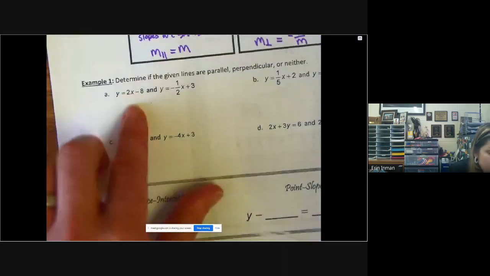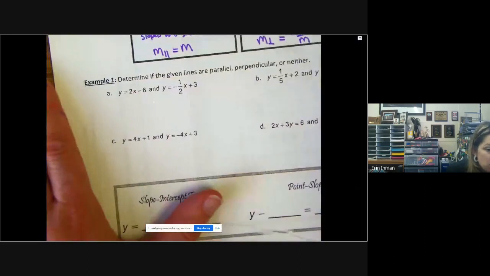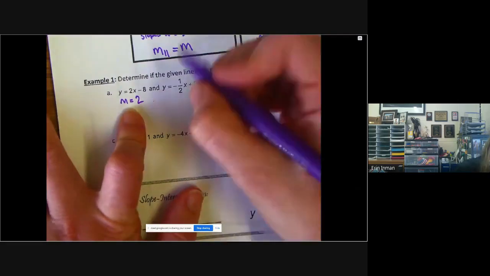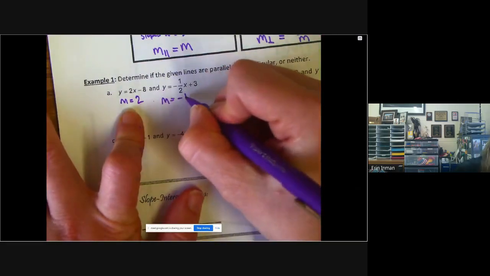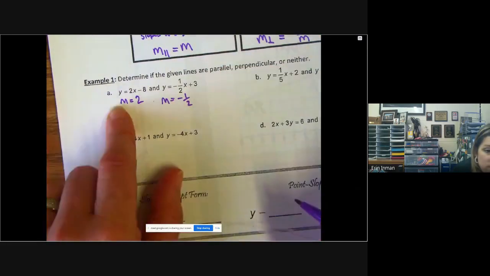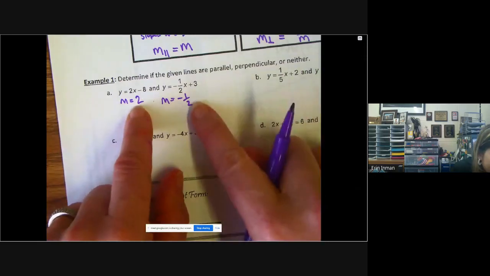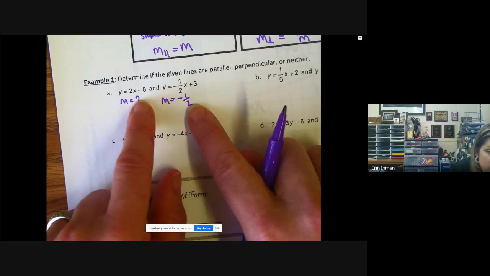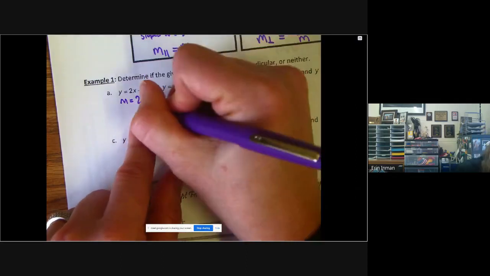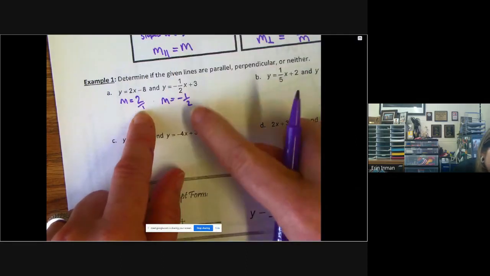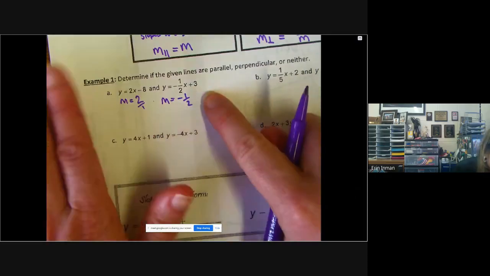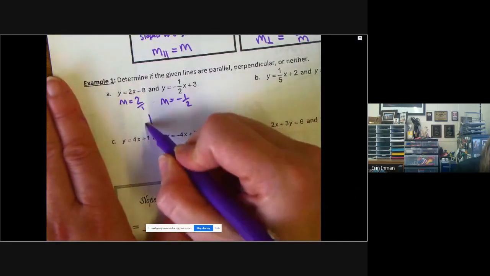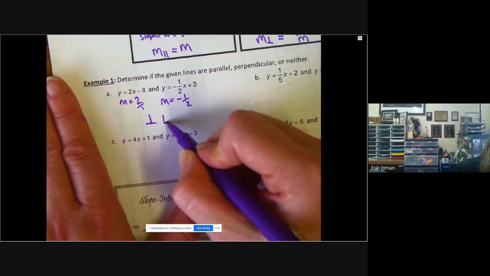In these, when they're in slope-intercept form, I love slope-intercept form because I can identify my slopes really easily. Here's my first slope, it's 2. Here's my second slope, it's -1/2. Okay, notice that these clearly are not parallel. One's positive, one's negative, and one is 2, and that essentially is like 2/1. And so the reciprocal of 2/1 is 1/2. So these are opposite reciprocals, so they are perpendicular.